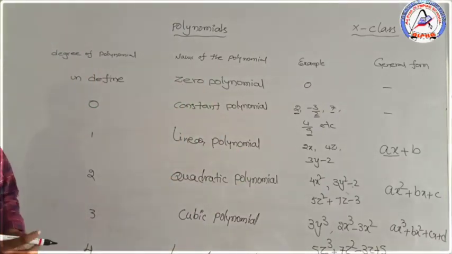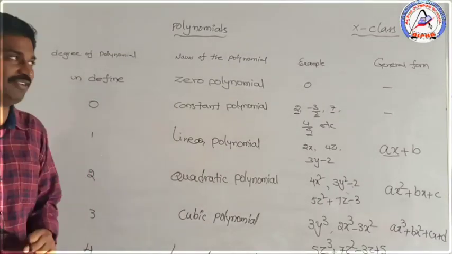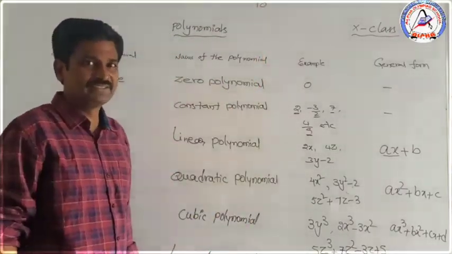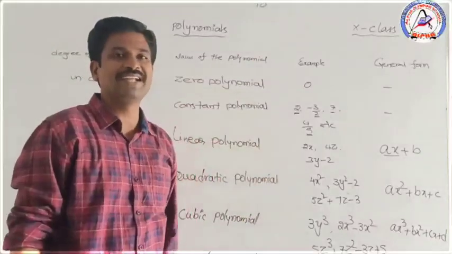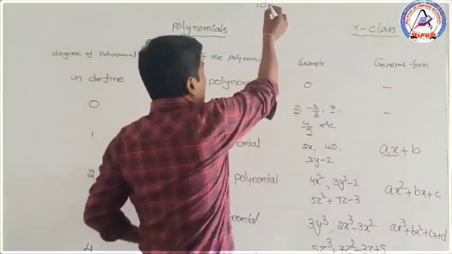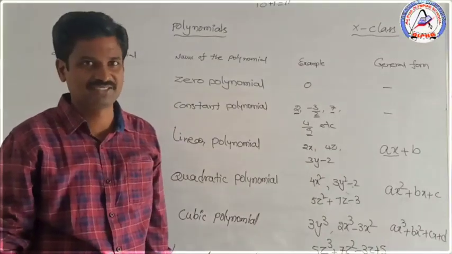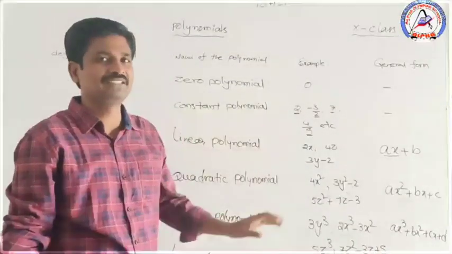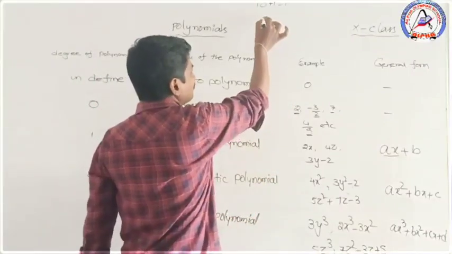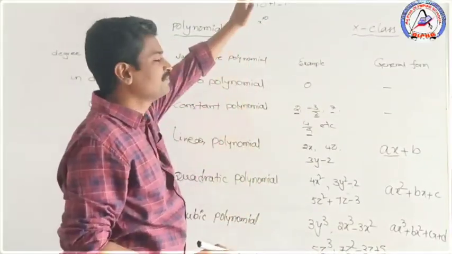That means we can clearly know how many terms a polynomial has if its degree is 10. If a polynomial's degree is 10, we can write 10 plus 1, that is 11 terms, at maximum. At minimum, we can write a single monomial like x power 10. Its degree is 10. At maximum we can write 11 terms.